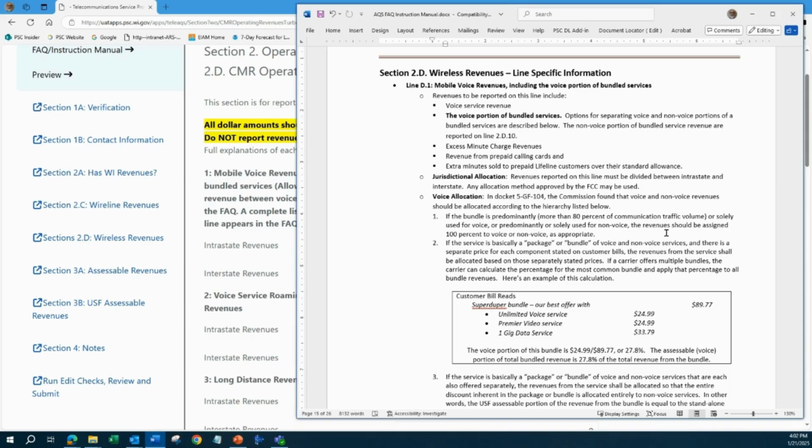For this one, I'm going to assume that for the all-purpose test utility, in terms of communication traffic volume, in this case packets or bits, almost 90% of that is data and streaming video and so forth, and only 10% of those bits are related to voice traffic. Since it's greater than 80%, 100% is assigned to non-voice. 0 is assigned here. So of my bundled service revenue, 100% is going to line up in line 2D10, 0 here.